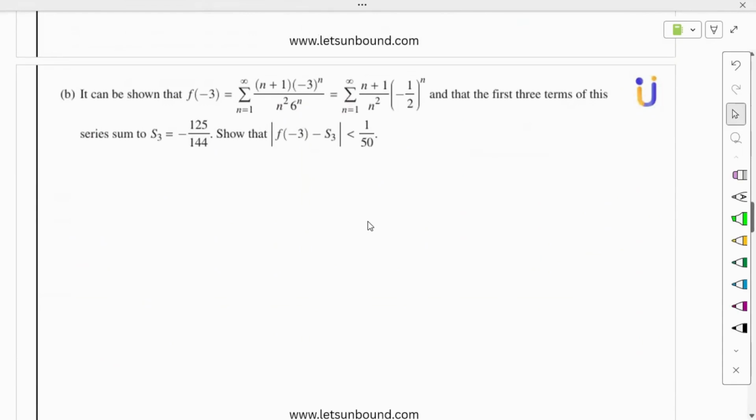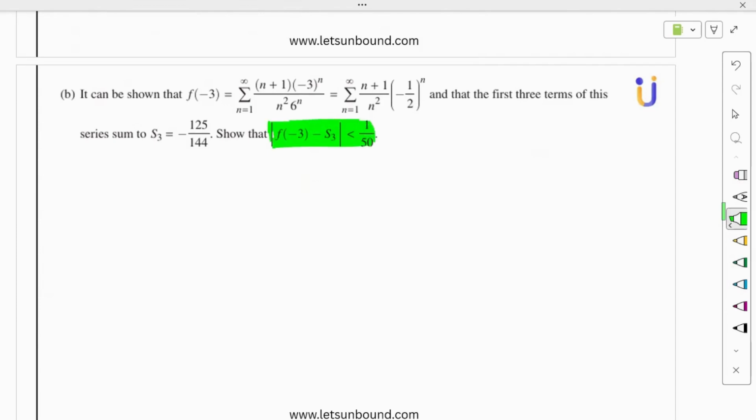It can be shown that f of negative 3 is sigma n is 1 to infinity (n plus 1) (negative 3)^n over n^2 6^n, which is equal to sigma n is 1 to infinity (n plus 1) by n^2 times (minus half) to the power n. They just simplified that. And the first three terms of this series sum to S3, which is also given. We need to show that the absolute value of f of minus 3 minus S3 is less than 1/50.